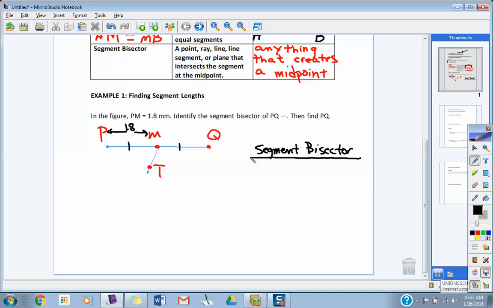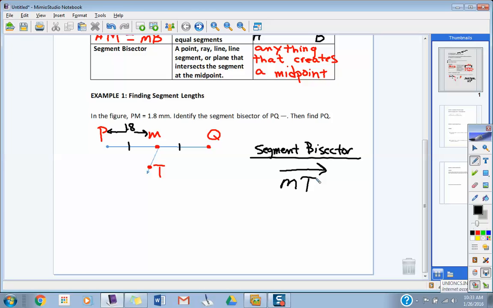Okay. How am I going to name that ray, guys? M what? Okay. The segment bisector is the ray, which we denote by an arrow up here. Start at M, continue through T. That's your segment bisector right there. So when I ask you, what is the segment bisector to what's given up there? You can either say it's a point, or a ray, or a line, or a line segment, or some kind of a plane. You need to identify what it is.